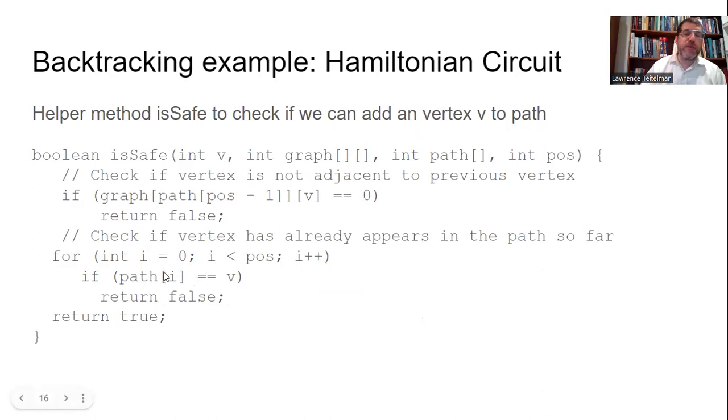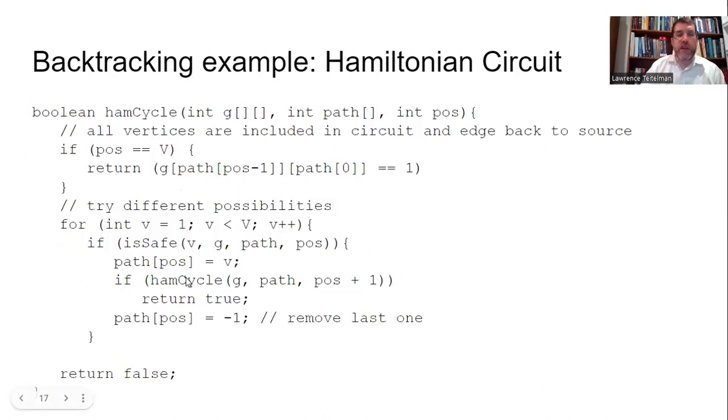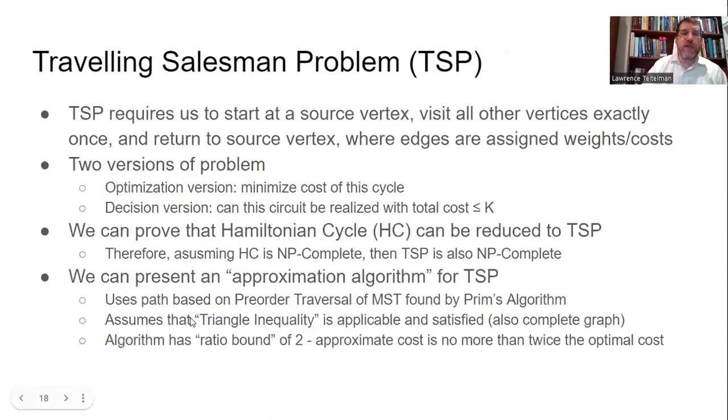So if the vertex already appears in the path in one of the prior positions, then I'm not allowed to use it. So this says the vertex has not been used before and it will get me to the next spot, right? So that becomes the next spot in the path. And then I call this function recursively and I see, okay, what can I do from here? And if the function ham cycle returns true, that means I'm done. So I return true from here. All right. And that's the code.